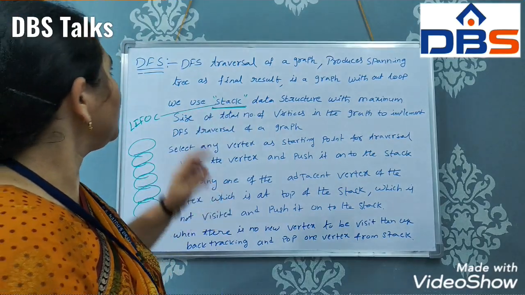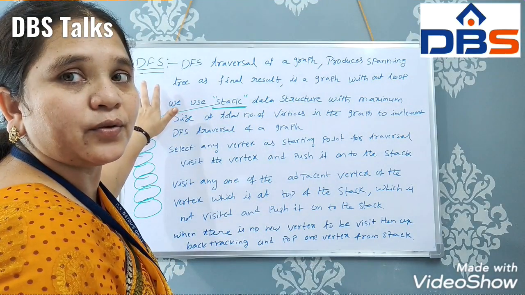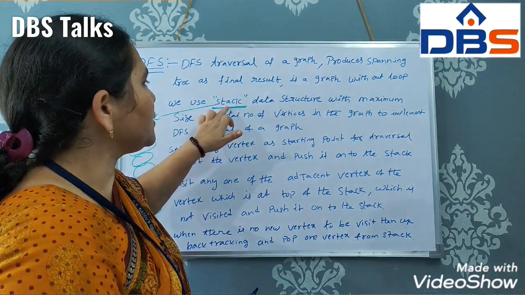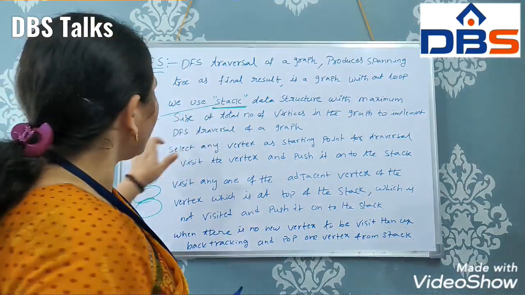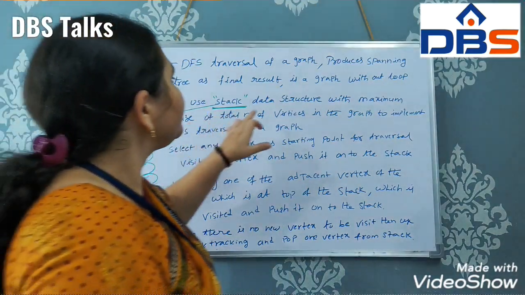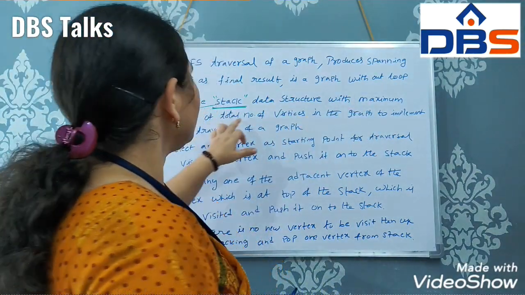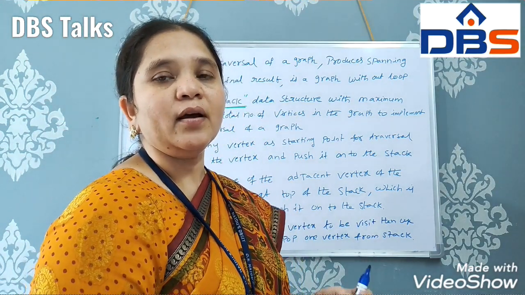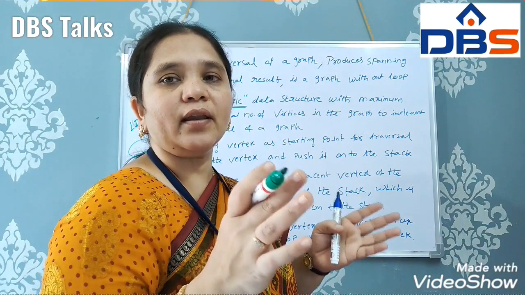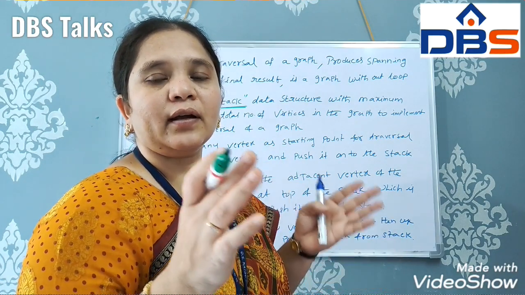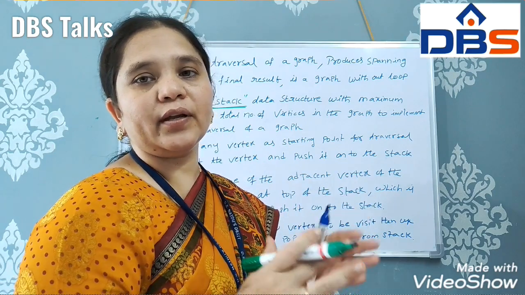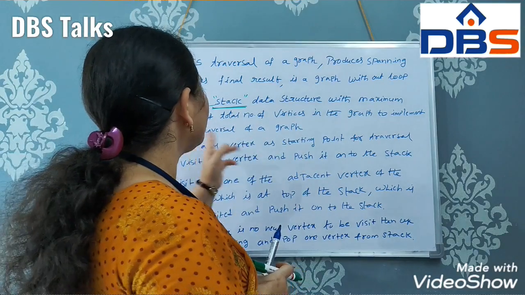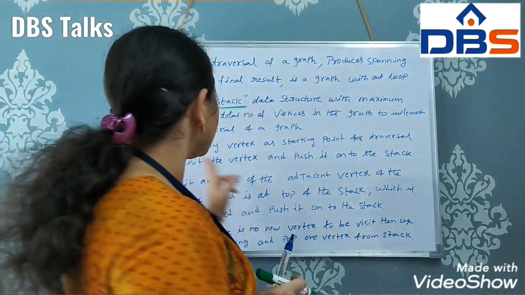So here we need to perform the depth first search. We are using a data structure like a stack. Which mechanism are we following for the stack? Last in first out, with the maximum size of the total number of vertices. That is, however many vertices there are in a given graph, that is the maximum size needed to implement depth first search.